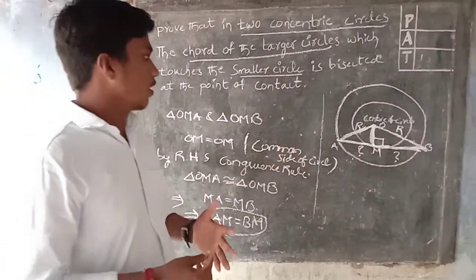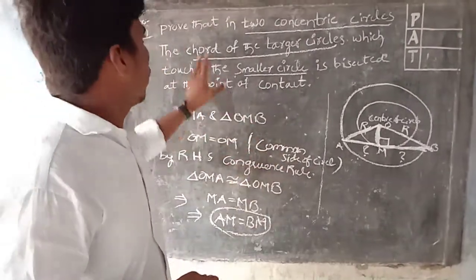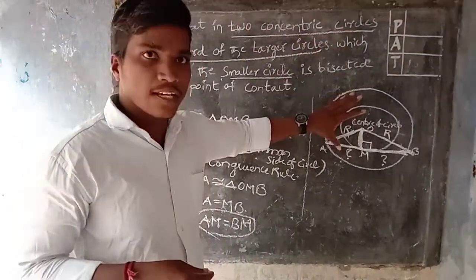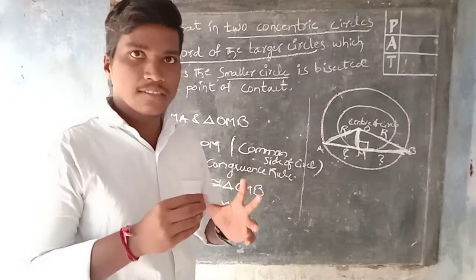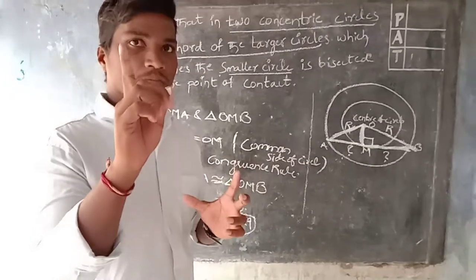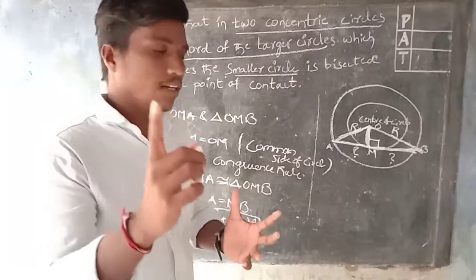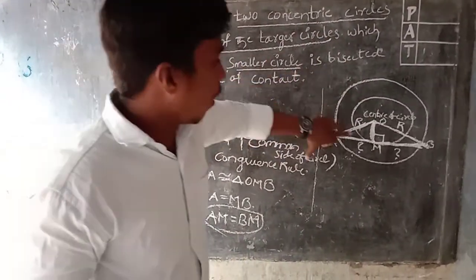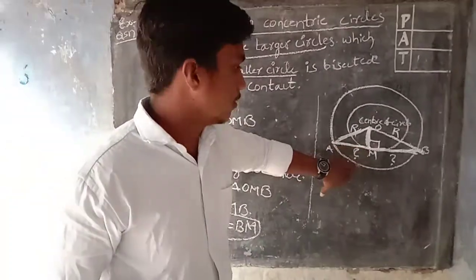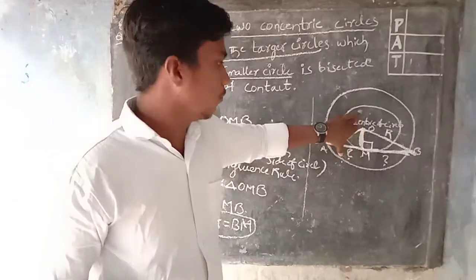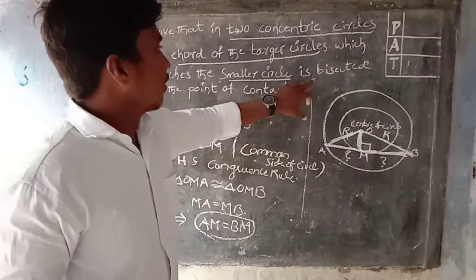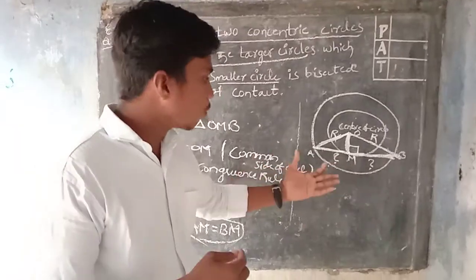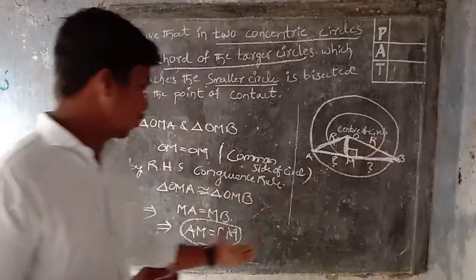Again, I explain once more. We have to prove this in concentric circles. Concentric circles are circles which have only one center. So the chord of the larger circle touches the smaller circle. This is a larger circle compared to this circle, and it is bisected at the point of contact M. So we have to prove that AM equals BM. So this is the proof.